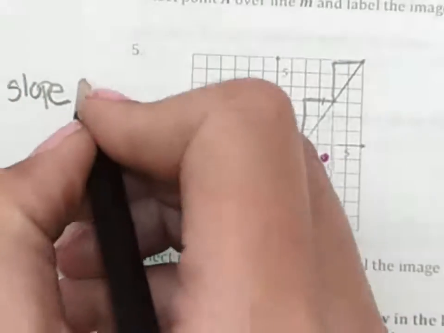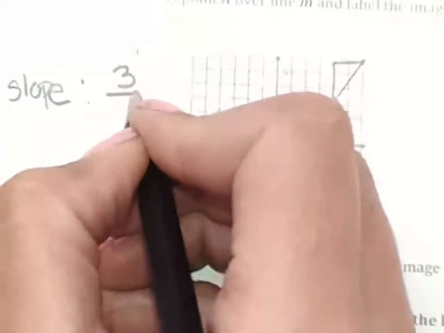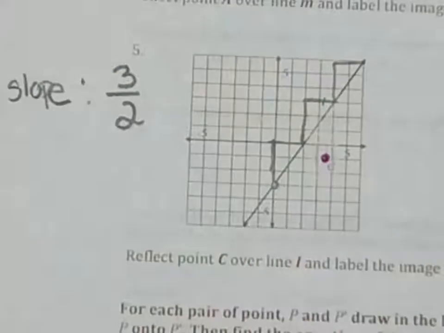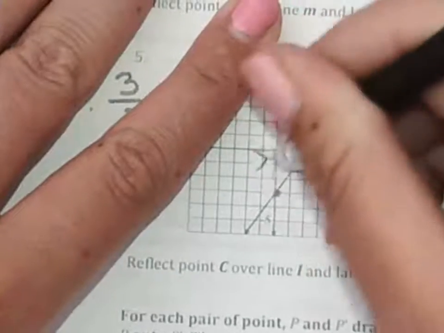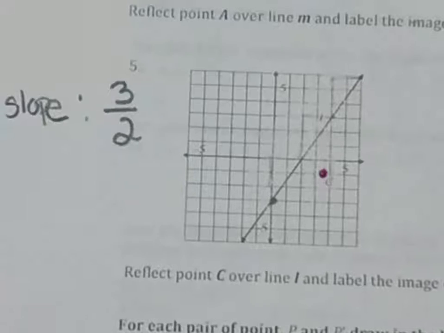Okay, so my slope is rise over run. Can we see that? Yeah. So it rises 3 and runs 2. So that's the slope of line L. All right. It just becomes too much if I leave that on there. Okay.